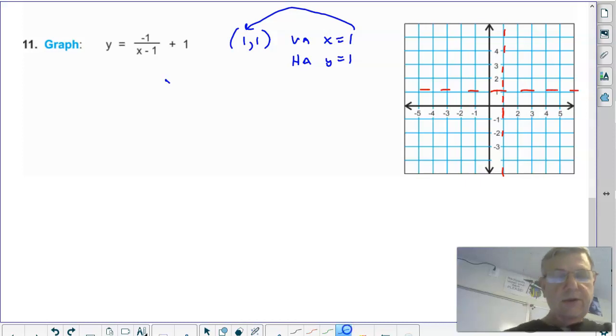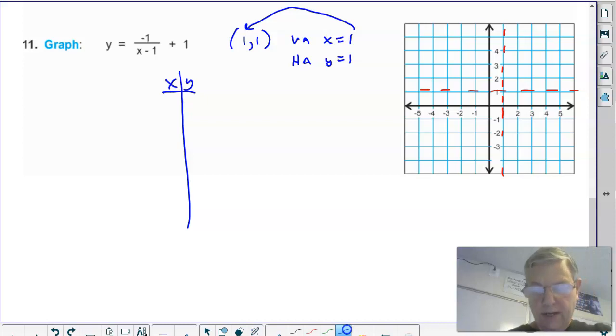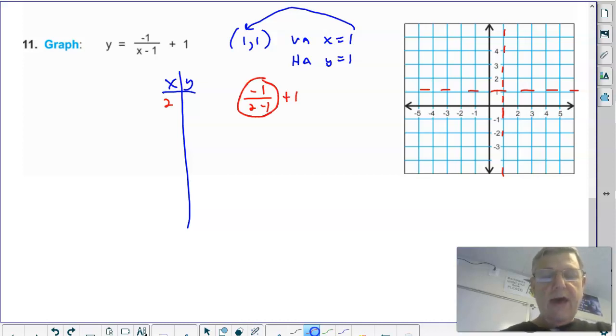Okay, and the rest is done with an xy chart. So I'm going to do the right-hand side first. I'm already at 1, 1. Let's do 2. So here, let me just show it to you so it makes sense. 2 minus 1, plus 1. So that is going to be a negative 1/2 plus 1. That's going to be a half. So we get the point 2, 1/2.